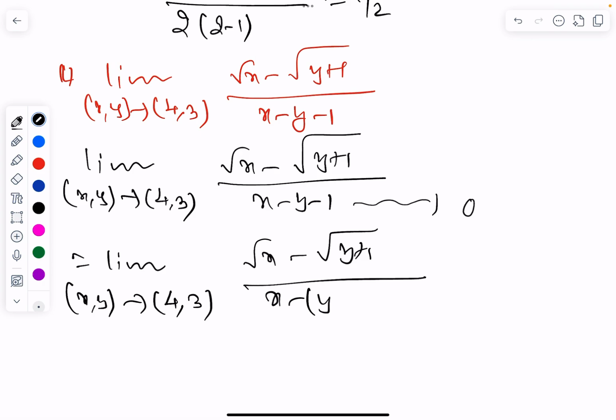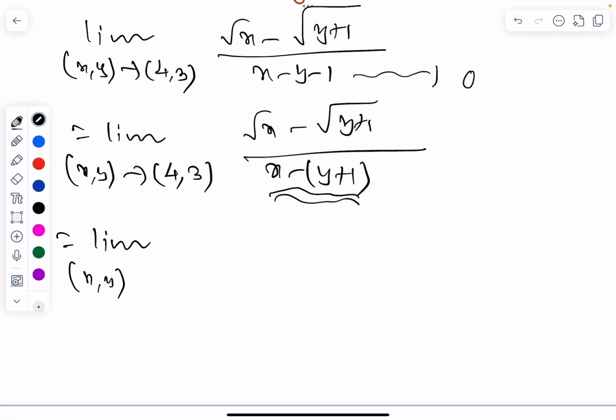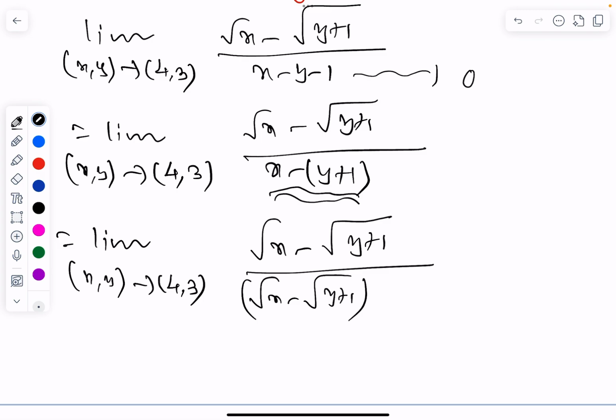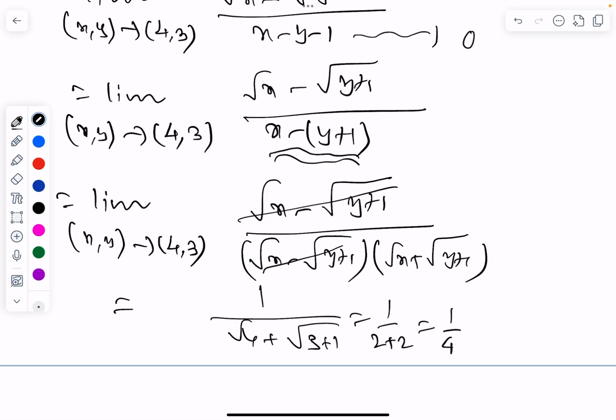So we can write x minus y minus 1 and factorize this using a square minus b square. So this is root x minus root y plus 1 in one bracket, and root x plus root y plus 1 in another bracket. And these two will get cancelled. x is 4 and y is 3. So we have 1 by 2 plus 2, and that is nothing but 1 by 4.